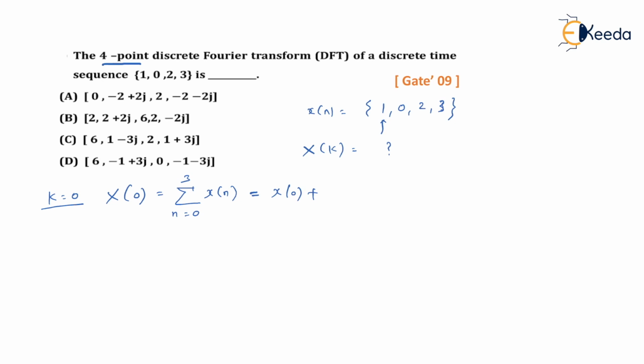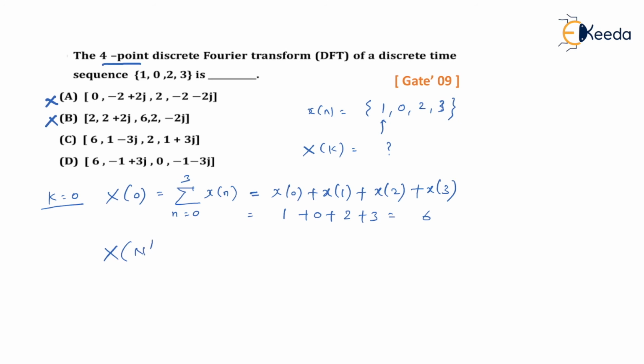It is x of 0 plus x of 1 plus x of 2 plus x of 3. So just go on adding 1 plus 0 plus 2 plus 3. It is equal to what? It is equal to 6. And if it is equal to 6, then of course option A and option B are eliminated there and there only. Am I right?